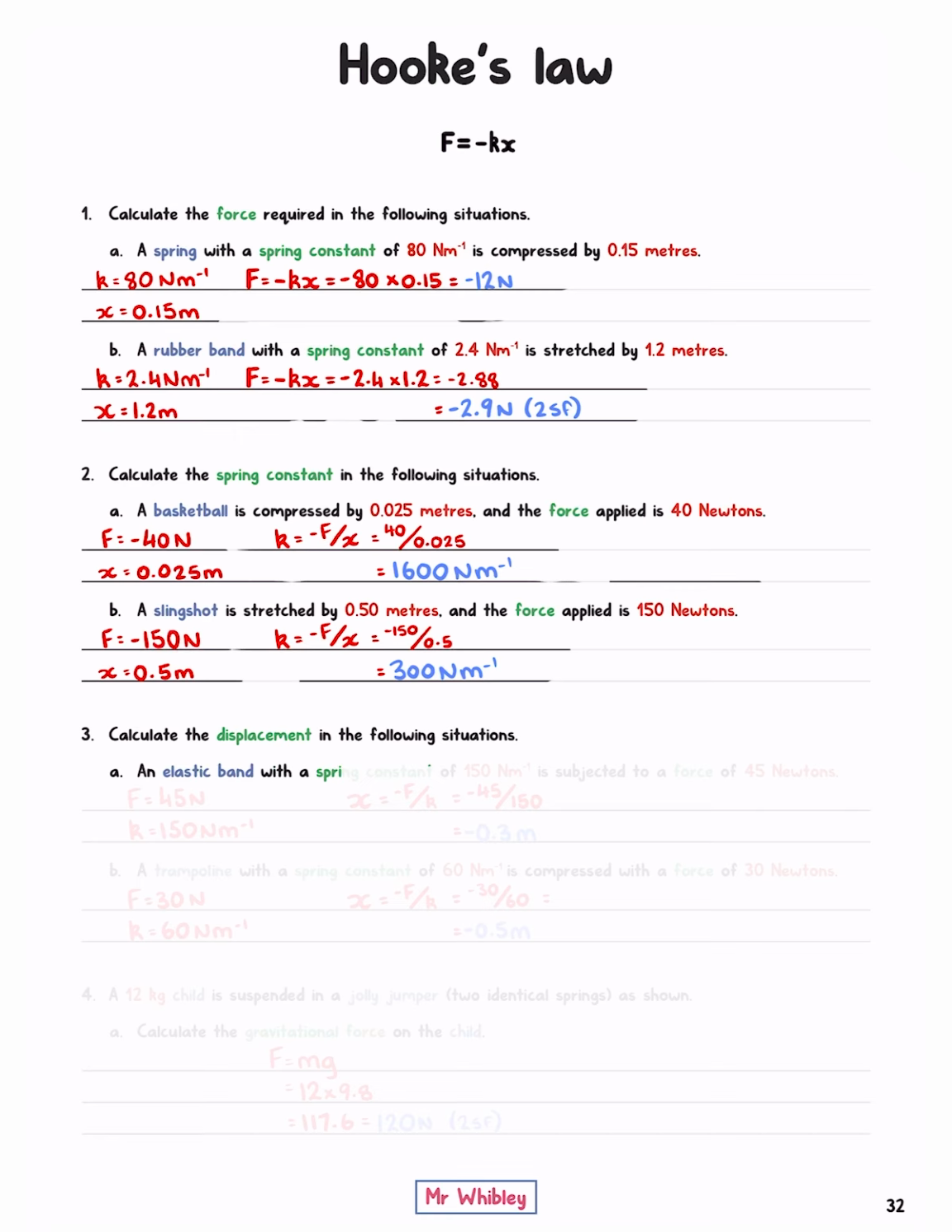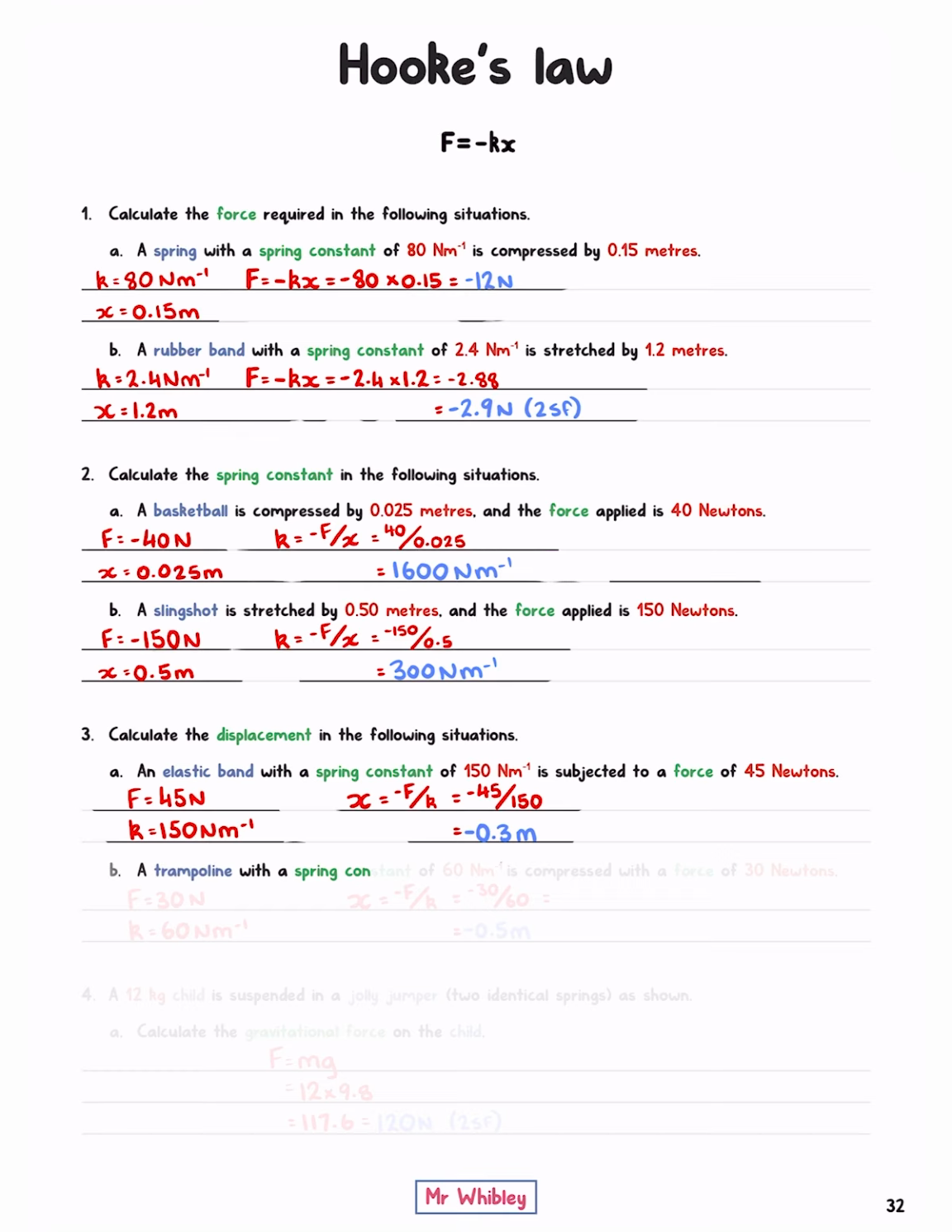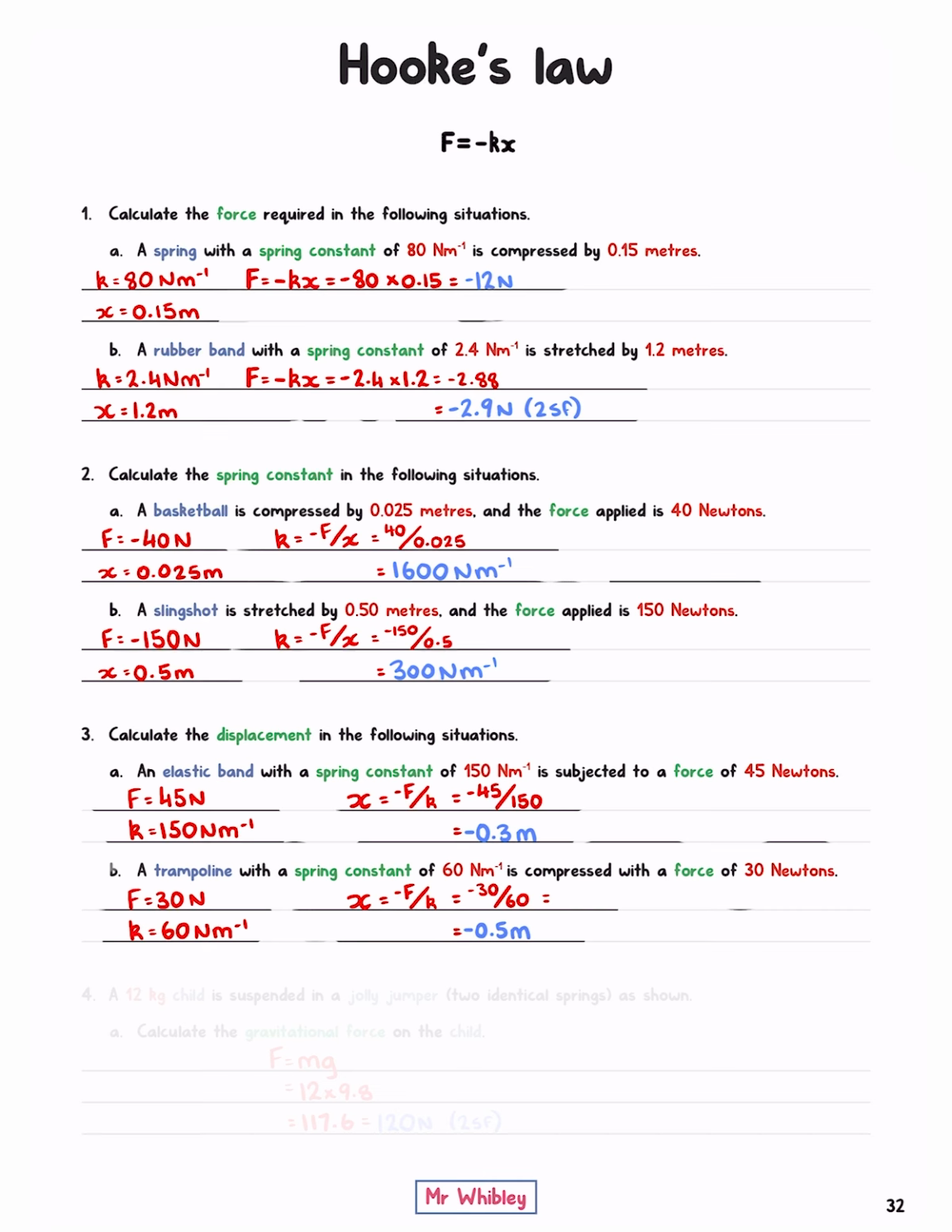An elastic band with a spring constant of 150 newtons per meter is subjected to a force of 45 newtons. Our force is 45. Our spring constant is 150. Solving Hooke's law for x by dividing both sides by k, putting our numbers in gives me negative 0.3 meters. A trampoline with a spring constant of 60 newtons per meter is compressed with a force of 30 newtons. Our force is 30, our spring constant is 60. Using our equation solved for x, putting our numbers in, gives me negative 0.5 meters.